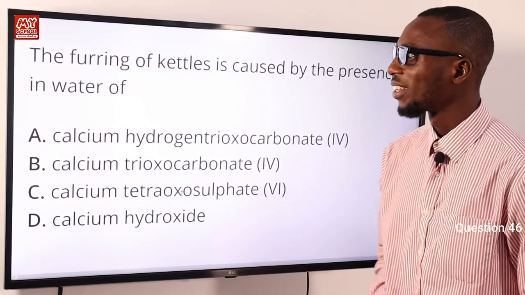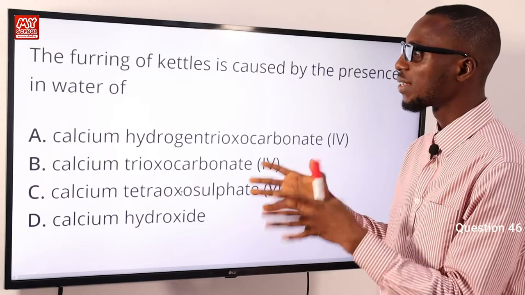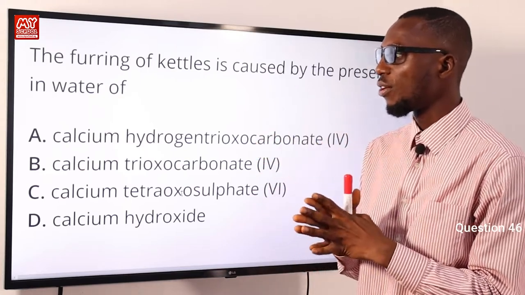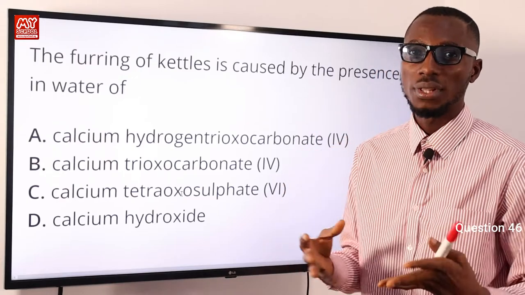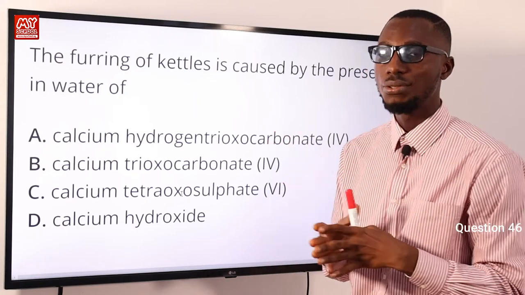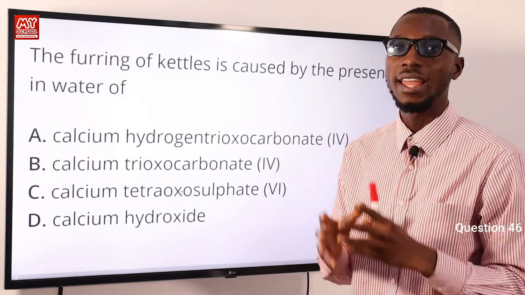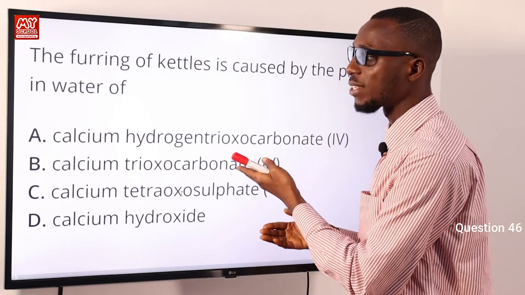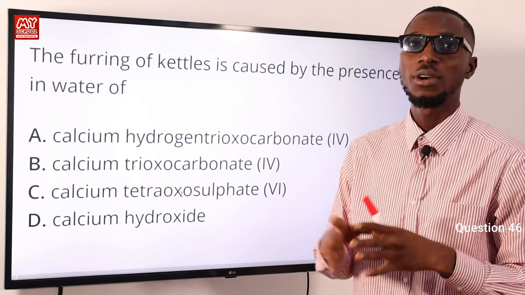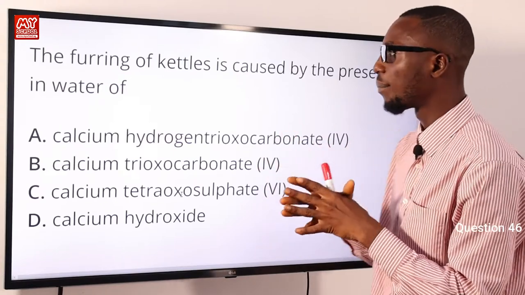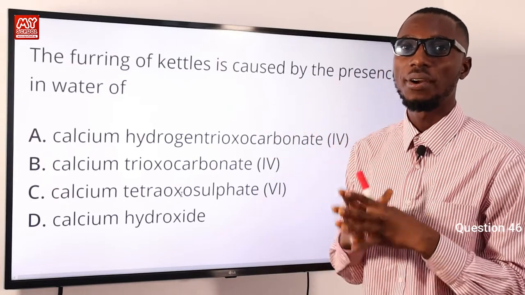Question 46. The furring of kettles is caused by the presence in water of what? Okay, so what is present in water that causes furring of kettles? Okay, we should just know this, that calcium hydrogen trioxocarbonate IV is responsible for the temporary hardness of water. So by the time we heat this and it begins to decompose, what will be released is calcium trioxocarbonate IV, CaCO3. This gradual deposit of this particular compound leads to the furring of kettles. So the correct option is option B. Calcium trioxocarbonate IV causes the furring of kettles, in the presence of temporary hard water.